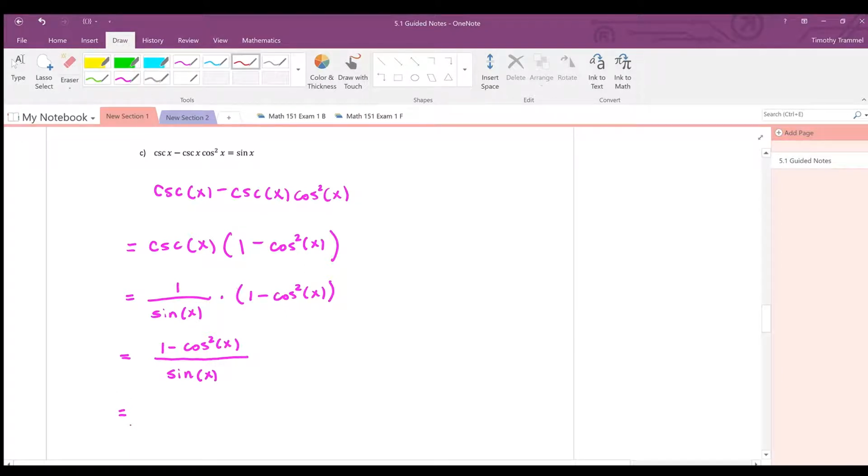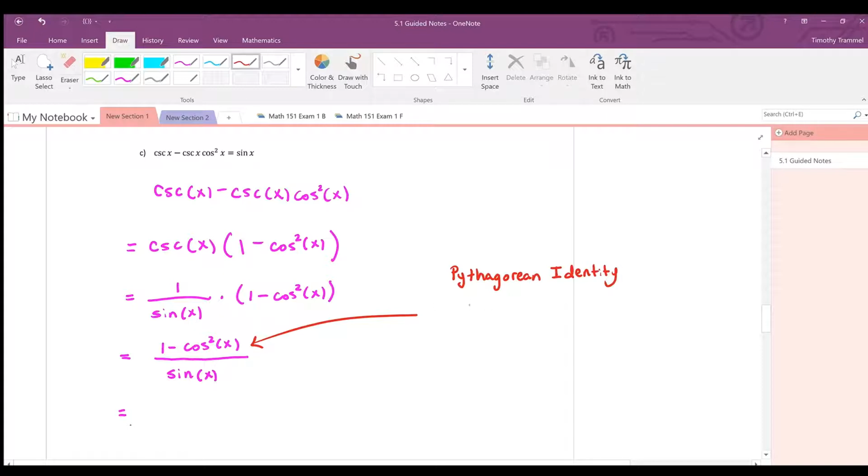Now, probably the hardest part of this problem is recognizing this here. I want you to look at that 1 minus cosine squared of x. Just try to think for a second. Where have you seen that? Or where have you seen something similar? And I'm going to start to write the answer here. In fact, we have 3 Pythagorean identities, but one of them contains pieces that look like that.